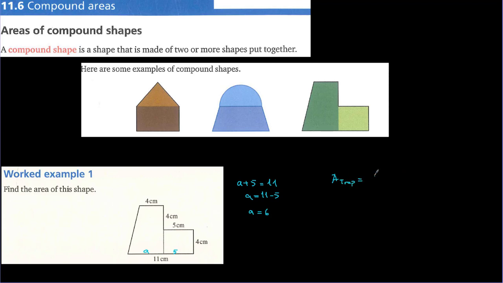For the area of the trapezium, I'm going to write (A plus C) divided by 2, times H, and we need the perpendicular height. This length is the perpendicular height, H. The length here is 4, and here also it's 4, so H is equal to 8.